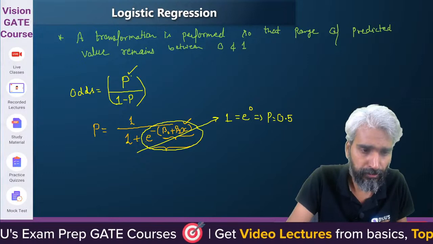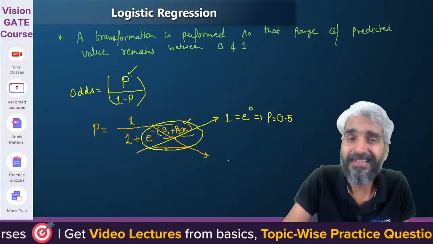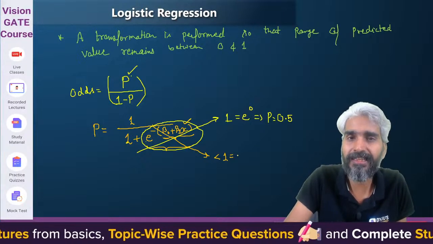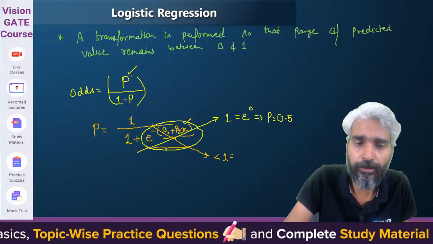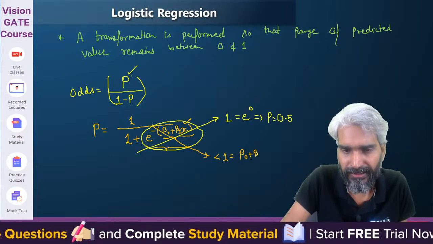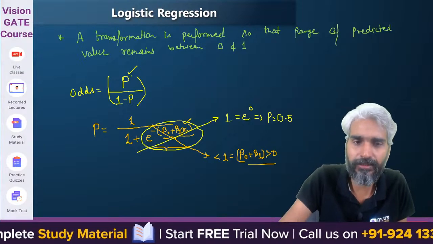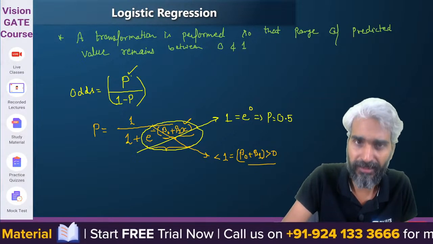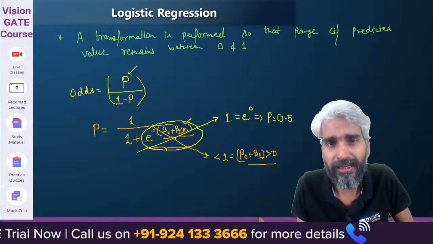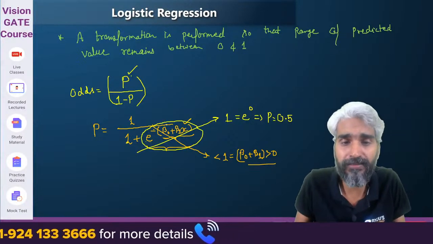Now, if this value is less than 1, when exactly will this be less than 1? This value will be less than 1 when beta 0 plus beta 1 x is greater than 0. Then it will be e raised to the power minus something, and e raised to the power minus something means 1 upon e raised to the power something. When you say 1 upon e raised to the power something, will this value be greater than 1 or less than 1?